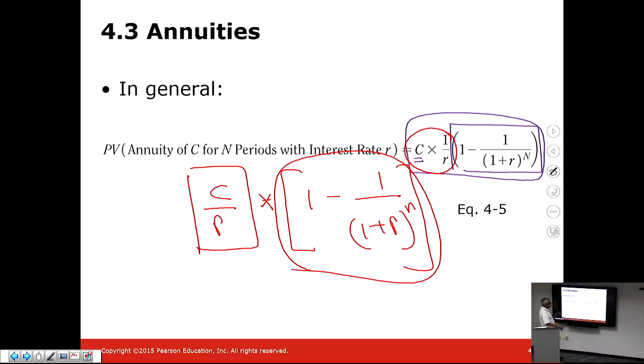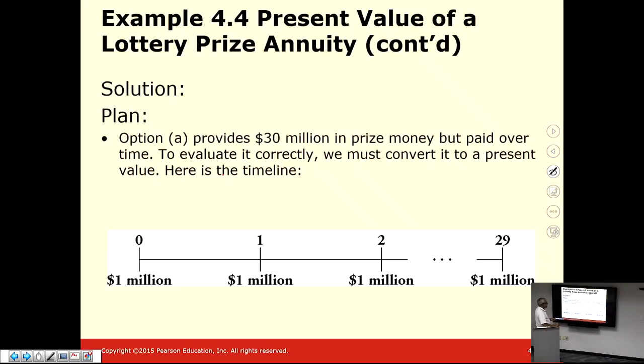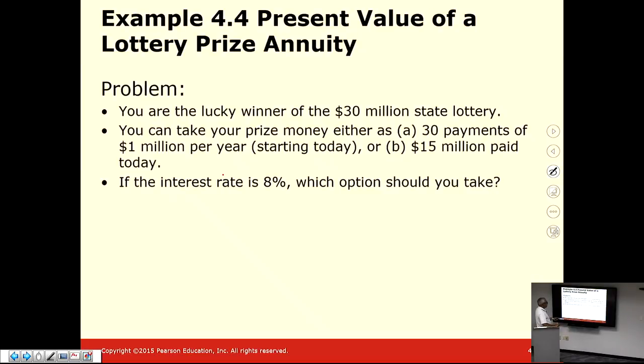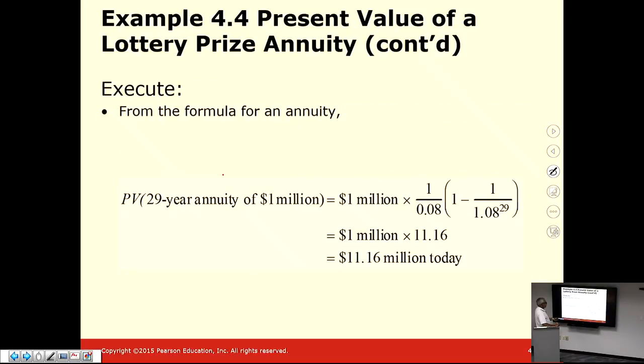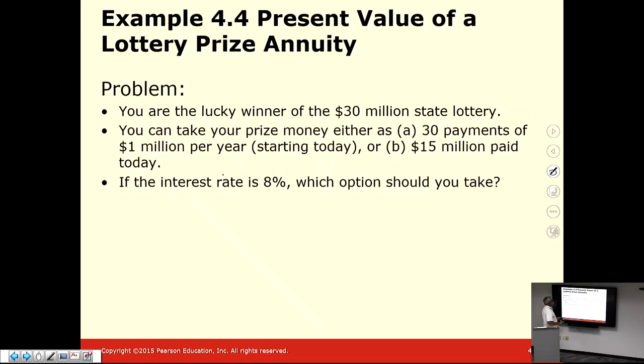Now, this formula is not as easy to apply as the perpetuity formula, which was just this part, but it's not very difficult. I mean, it can be applied. So one of the ways in which we solve for this is by using the financial calculator. Okay, so let's take a look at this problem over here.